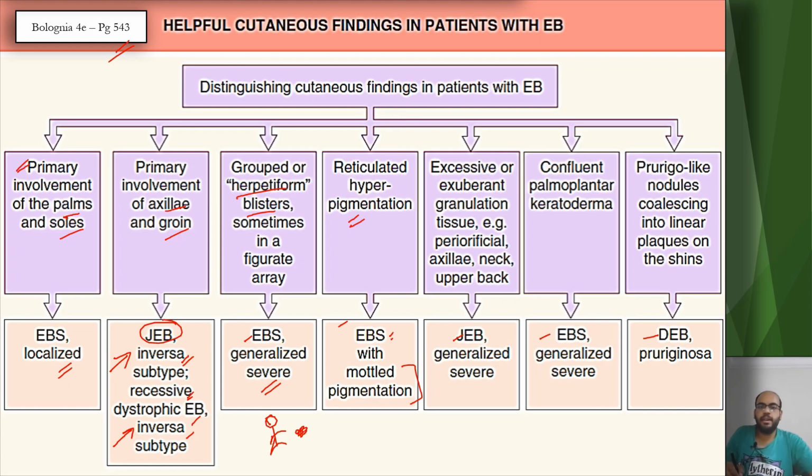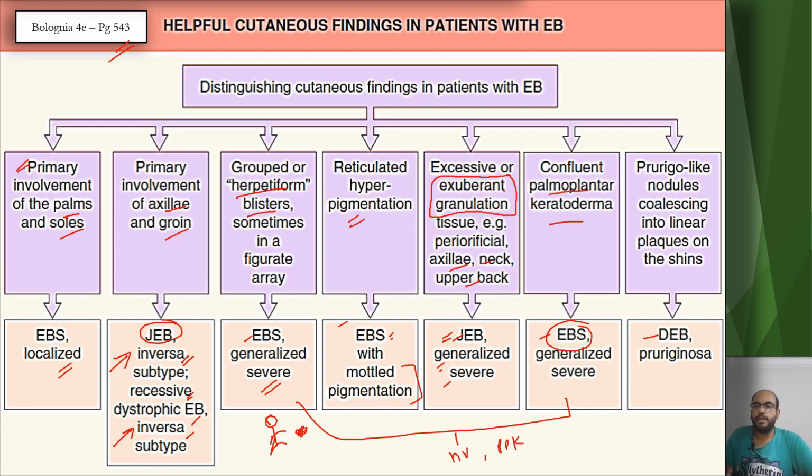Excessive exuberant granulation tissue, especially at the periorificial areas, around the mouth, eyes, and around the anus, axilla, neck, and upper back. So remember the video a few weeks back on junctional EB, in which I said that more granulation tissue is seen in the junctional form. So junctional EB, generalized severe. If there's confluent palmoplantar keratoderma, then it is a sign of EBS generalized severe. So we have seen two distinguishing features of EBS generalized severe. One is herpetiform vesicles and the other is palmoplantar keratoderma.